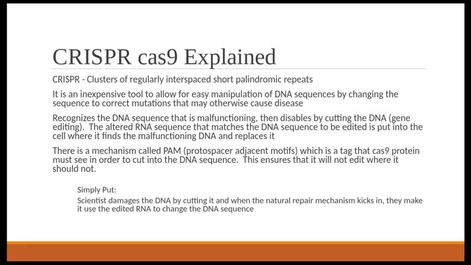There is a mechanism called protospacer adjacent motif, or PAM, which is a tag that the Cas9 protein must see in order to cut into the DNA sequence. It is a base pair DNA sequence immediately following the DNA sequence targeted by the Cas9 nuclease. It ensures that it will not edit where it should not.